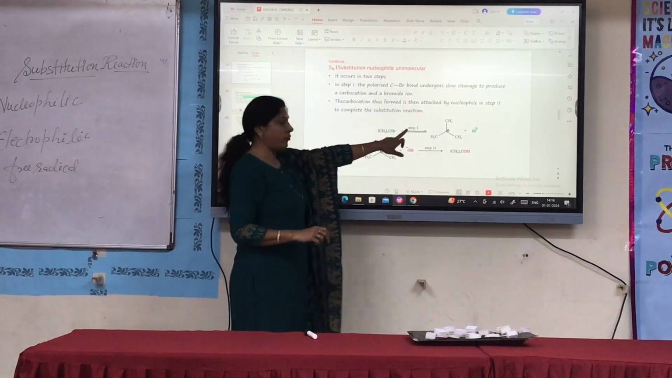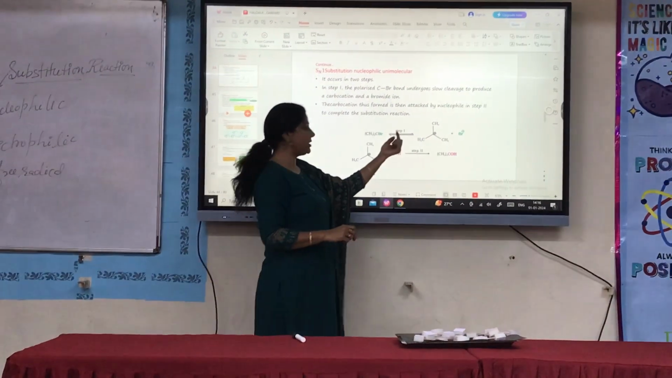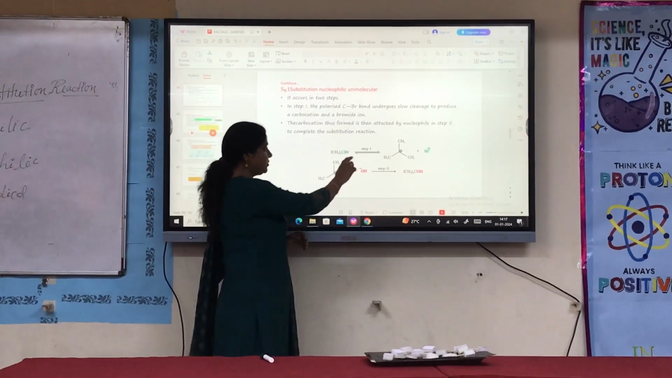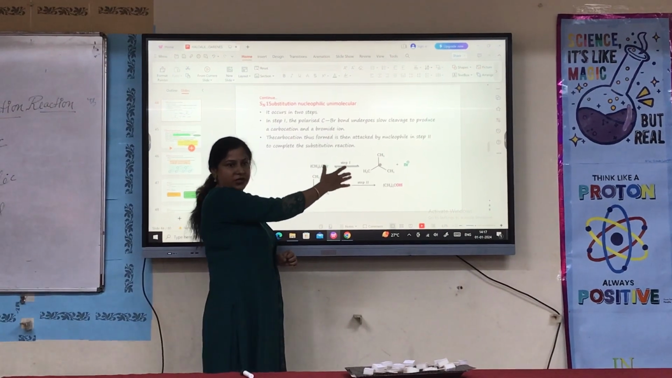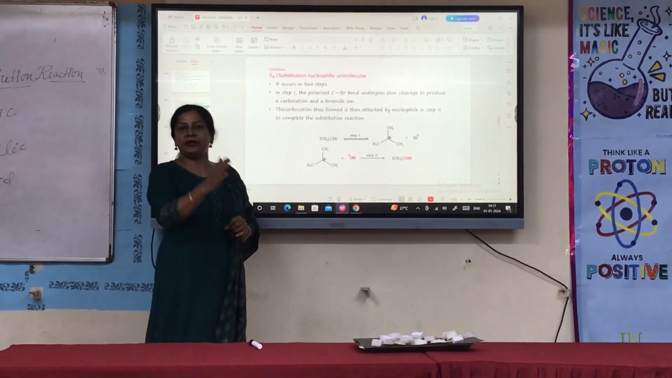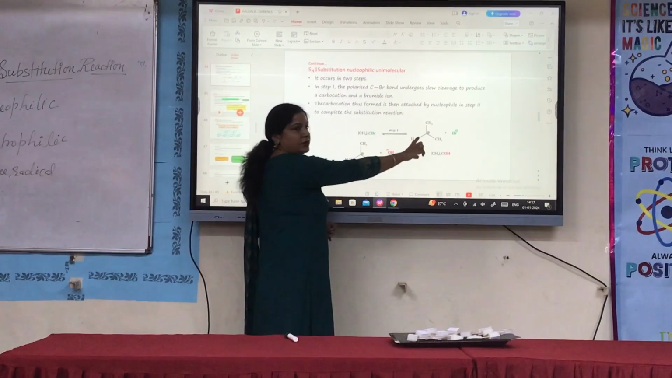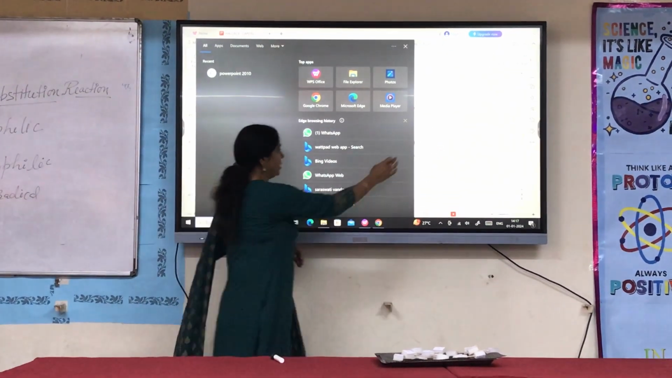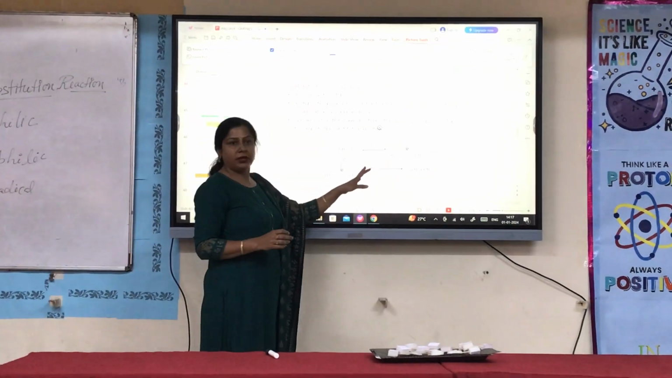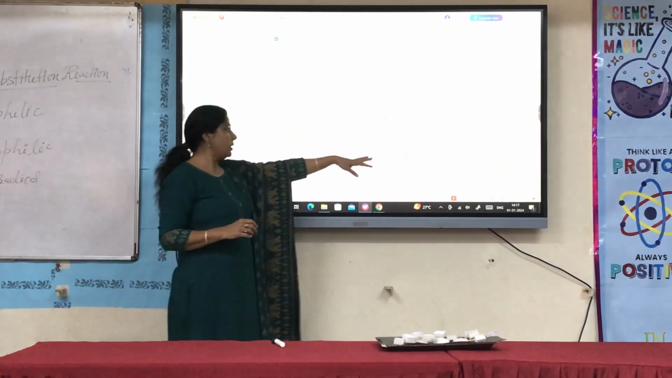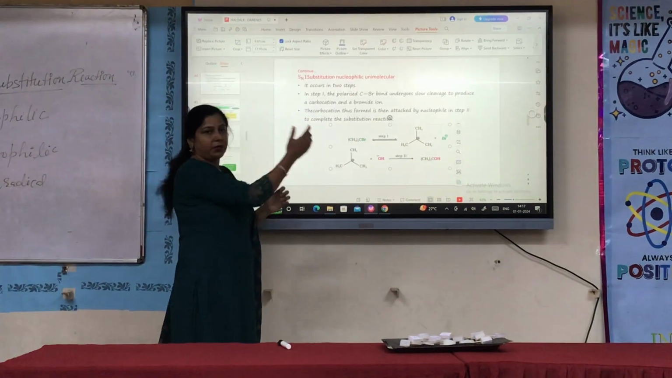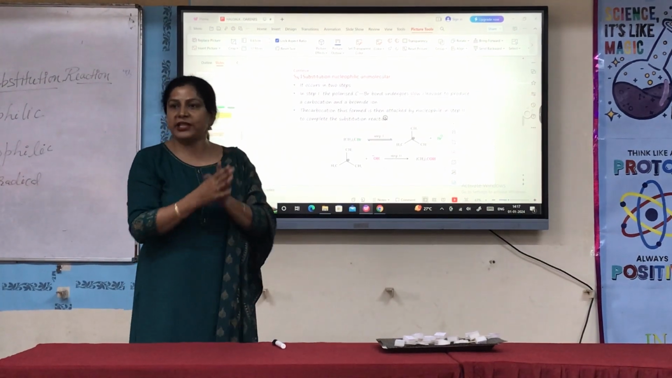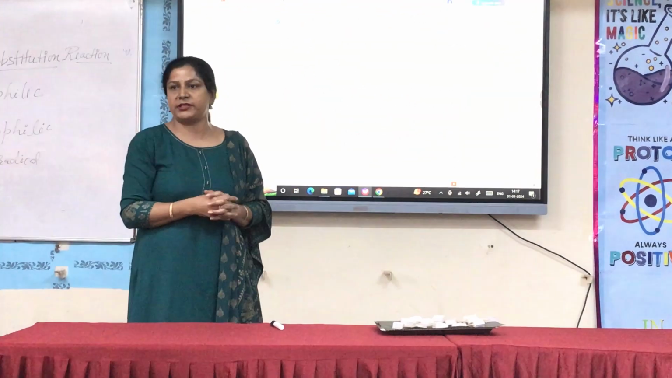In step 1, the first part is reversible, because whenever a bond is broken, it requires very high energy. That's why it is a reversible and slow step as well, which is also known as the rate determining step. And this carbocation is formed, which is trigonal planar due to sp2 hybridization. Then the nucleophile will come and it will form the compound, but according to the stereochemical aspect, we will get a racemic mixture, 50% dextro and 50% levo.